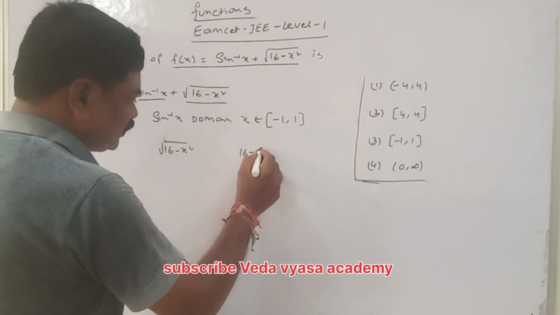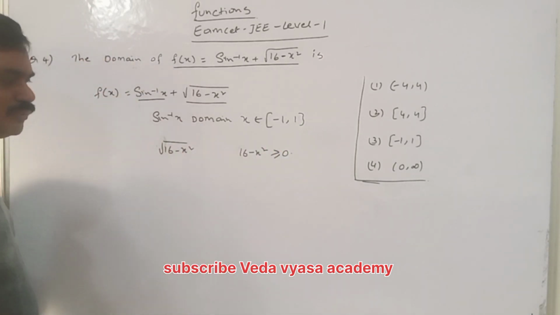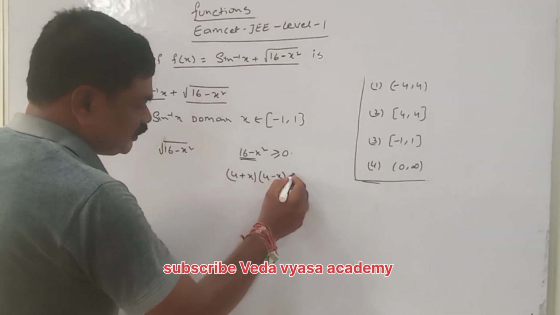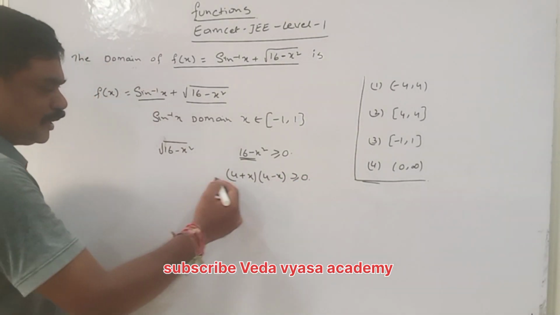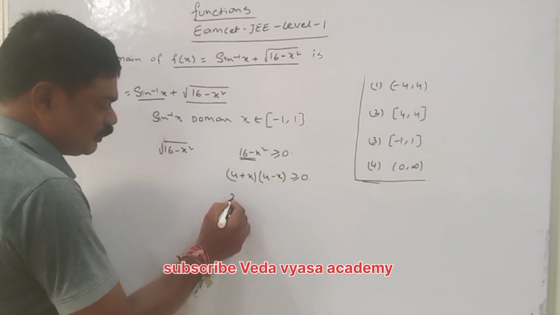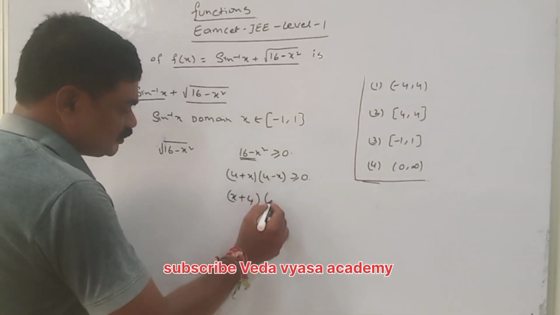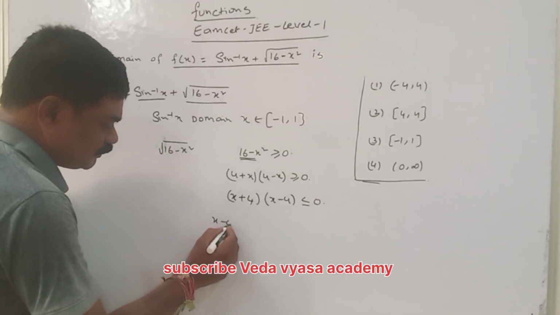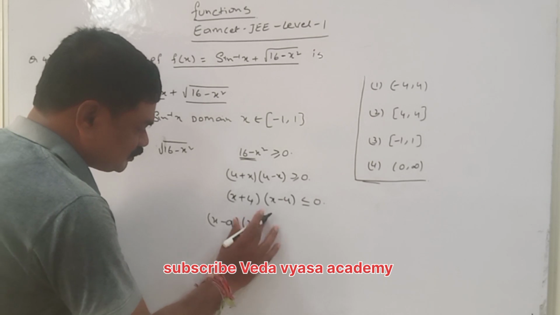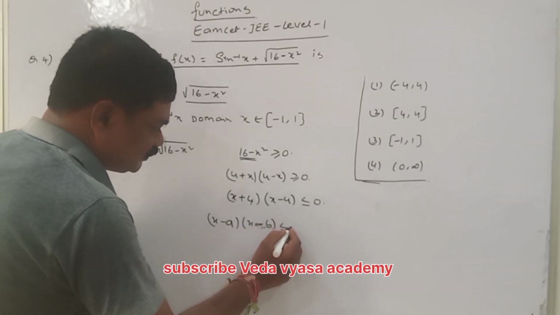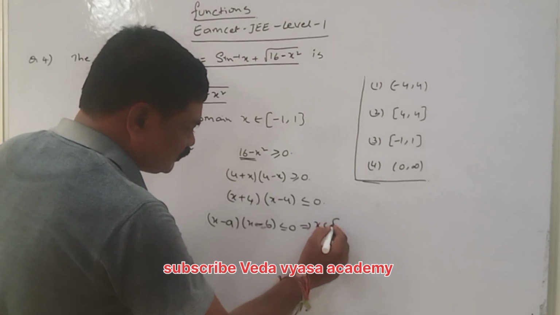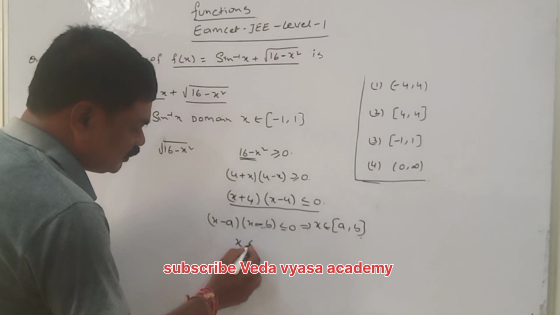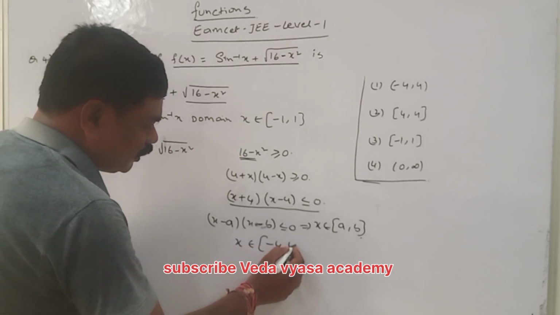So 16 minus x square greater than or equal to 0. This can be written as 4 plus x into 4 minus x greater than or equal to 0. You have to multiply by minus on both sides. So x plus 4 into x minus 4 less than or equal to 0. If x minus a into x minus b is less than or equal to 0, then x belongs to the closed interval a comma b. So like this, x belongs to the closed interval minus 4 comma 4.